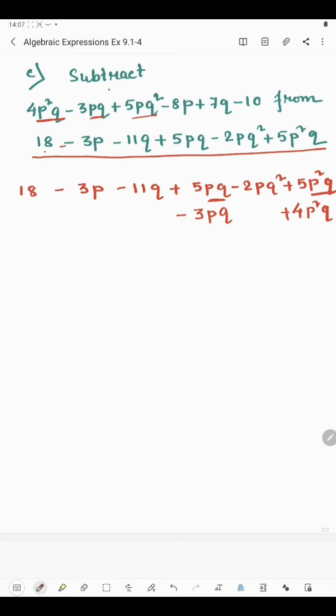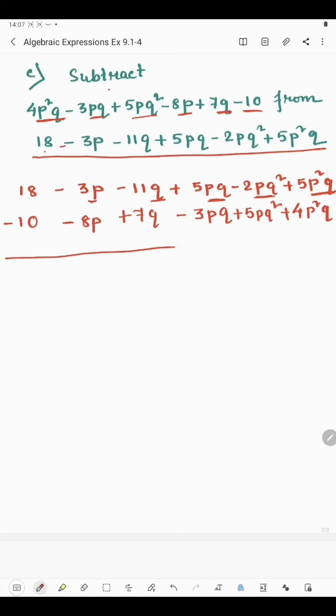Now the pq square term is here, so we'll write 5pq square below minus 2pq square. Okay, now we have the p term, so we'll write 8p and the sign of 8p is negative, so we will have to put a negative sign. Then we have the q term, so plus 7q, we'll have to put below the q term. Here is the q term, so minus 11q, we will have to put 7q below minus 11q. And then we have the constant part minus 10, which we will have to put below 18.